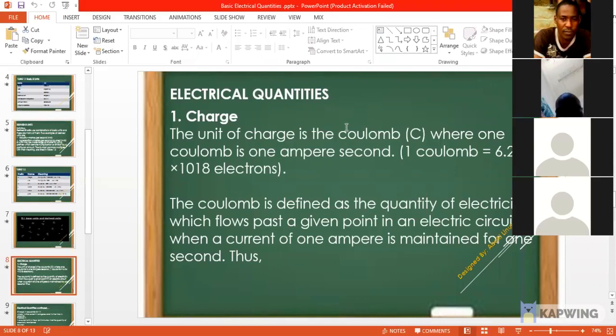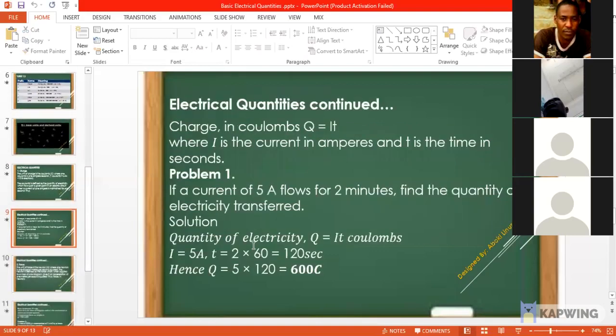Okay, thank you. So we can also see how we define the quantity of electricity. That is the coulomb. The coulomb is defined as the quantity of electricity which flows past a given point in an electric circuit when a current of 1 ampere is maintained for 1 second. So that is what we call charge. We also have another quantity.